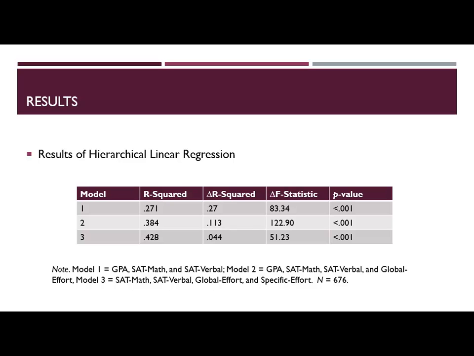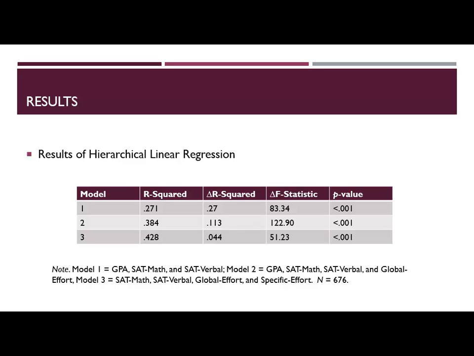To investigate this possibility, a hierarchical linear regression was conducted in 3 steps. In step 1, GPA, SAT Math, and SAT Verbal were used as control variables. Second, global effort was added as a predictor to the previous model. And third, test-specific effort was added to the model to examine whether it accounted for variance in student performance over and above the other variables.